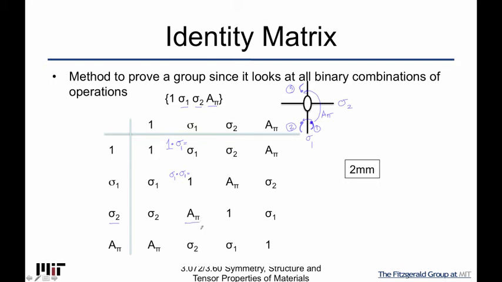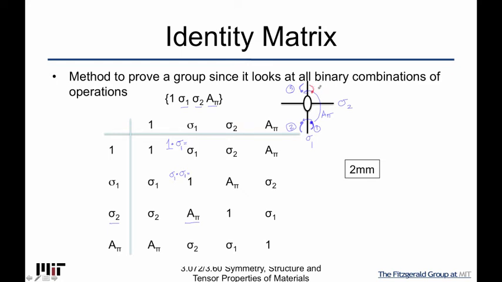And then for the final example, you could say, let's switch pen colors before it gets too confusing. You could say, all right, I'm going to do sigma 1 again, 1 to 2. But this time I'm doing A pi. So I'm going to rotate 180 degrees.